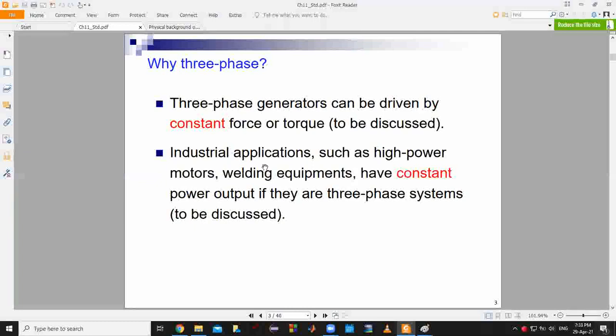So the question is, why are three-phase systems used? The thing is, they generate a constant torque, there is a constant power. We're going to see this. And also, we're going to see that in the heavy applications, like industrial applications, such as high power motors, need huge power, and so they cannot be powered using a single phase. So they need a three-phase system in order to power these devices.